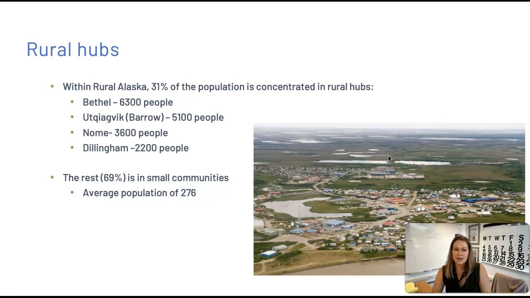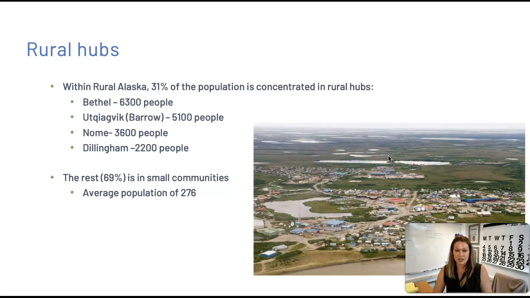Bethel has a little over 6,000 people. So it's still a far cry, even though it's a large hub village, and this photo here is Bethel. It's still a far cry from Anchorage. And Anchorage itself, if you put it in the context of the lower 48, is probably a fairly small municipality in the grand scheme of things, with about 300,000 people in the area.